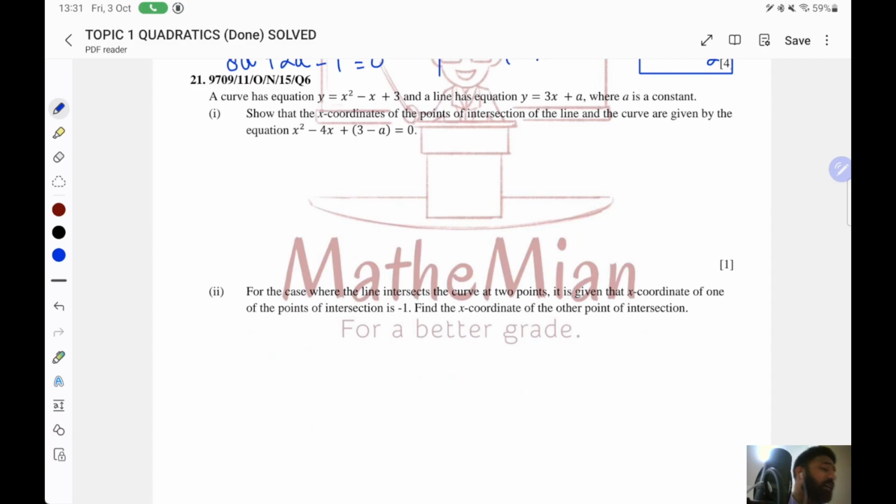So let's do the first part. In the first part, we just need to equate the y and y to each other, which will make it x square minus x plus 3 equal to 3x plus a. If I simplify, it will be x square minus 4x plus 3 minus a equal to 0.